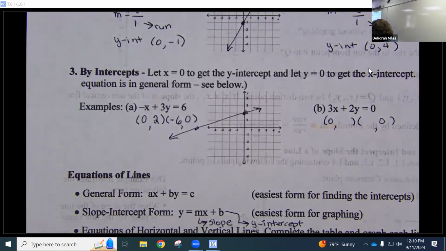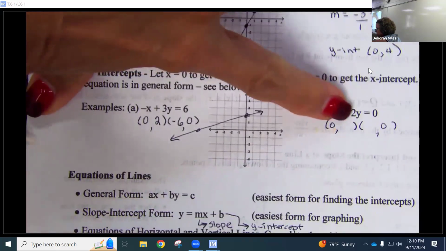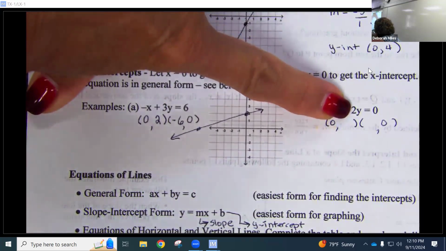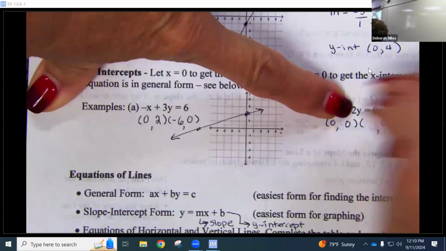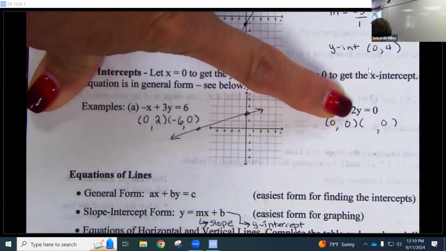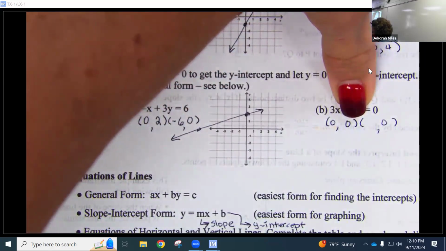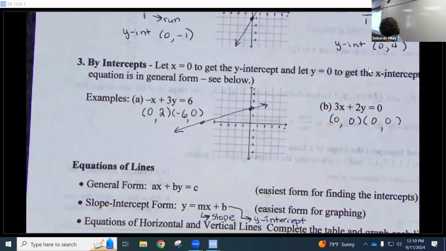Let x be 0, if you just cover up the X term, what do you get for Y? Zero divided by 2 is 0. What if you let Y be 0? Cover up the Y term and you get X equals 0. Is that enough to graph the line?